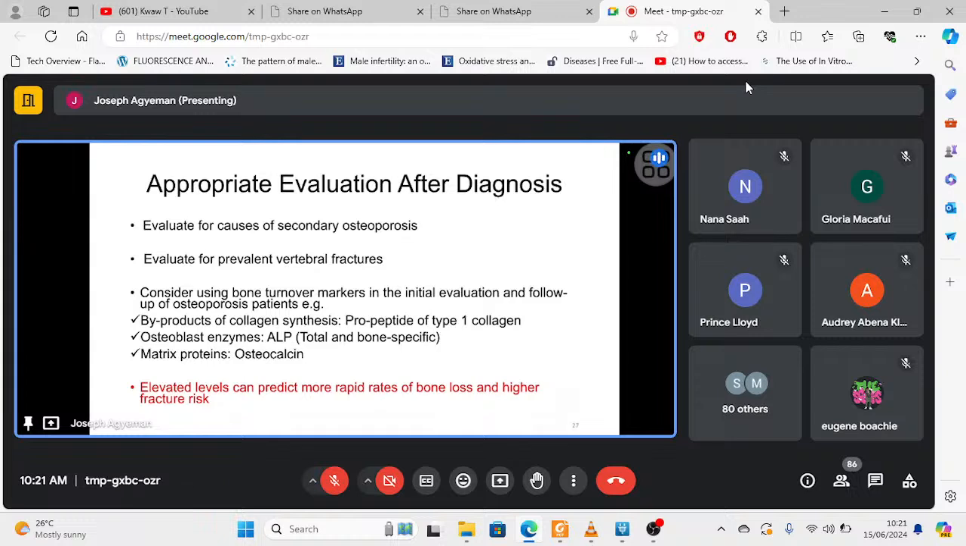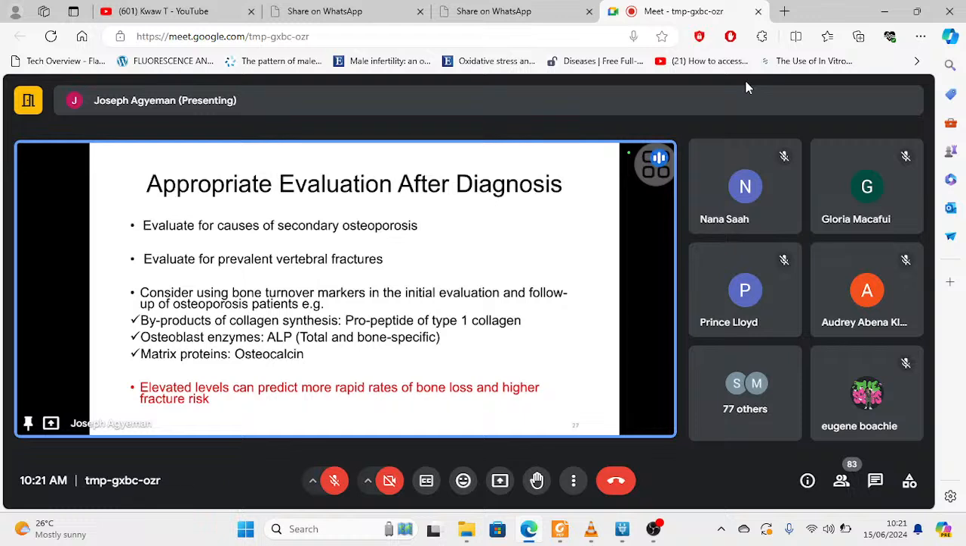Then you can also use what we call bone turnover markers. In that, when osteoclastic activity is actively going on, you break down the bone, you expect to see more of the bone turnover markers in the blood because you are breaking the bone. If you are not having bone resorption and you are having more bone production, then you don't expect to see some of these things in high amount.